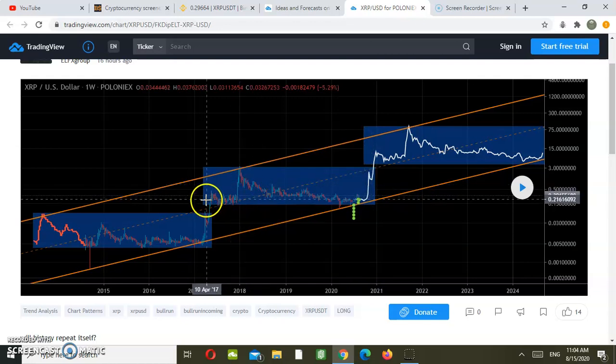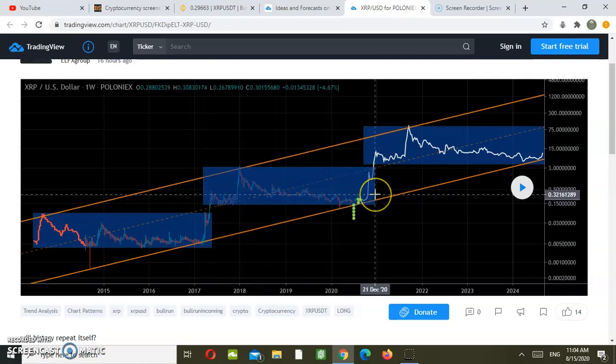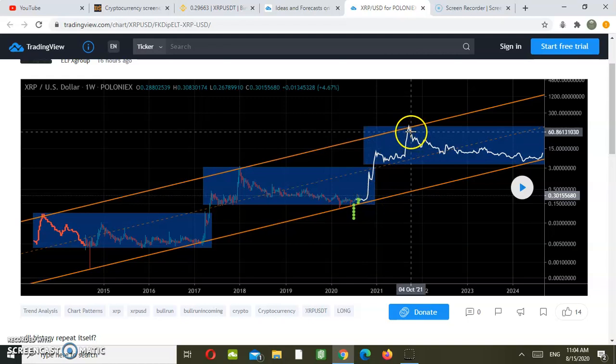Yet, if history repeats itself, somehow we could predict Ripple hitting 80 US dollar really in the future, most probably within 2021.